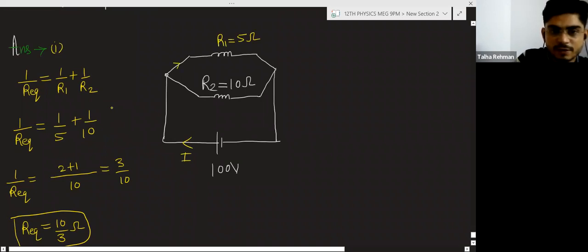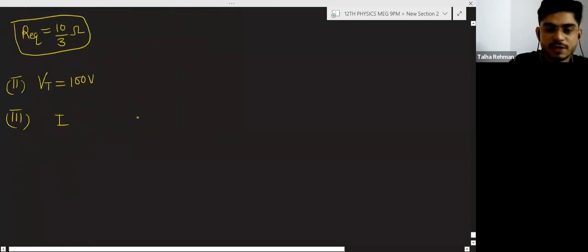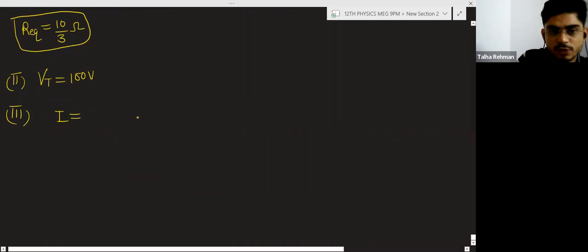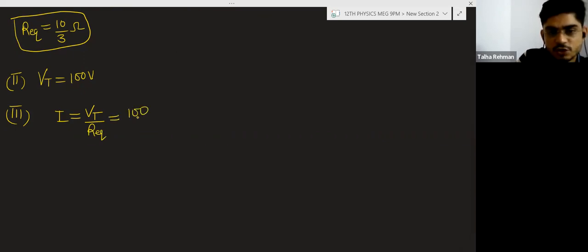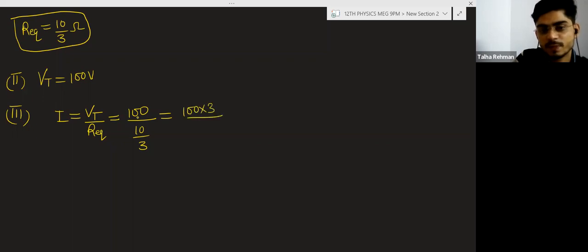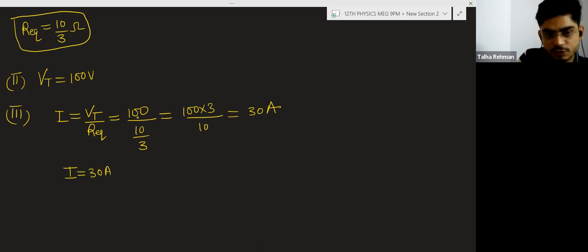And this I will divide here into I1 and I2. Here also the current is I. Current divides due to branching. So total current is equal to total voltage divided by R equivalent. So total voltage is 100, R equivalent is 10 by 3. So this 3 will come in numerator. Then you will multiply this 3 here. So you will get 30 ampere. Sorry. So total current you have 30 ampere. This is your third answer.